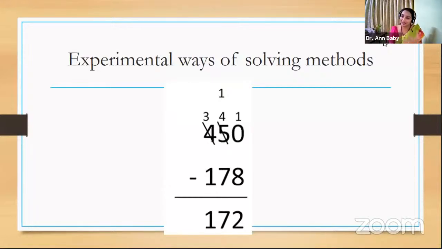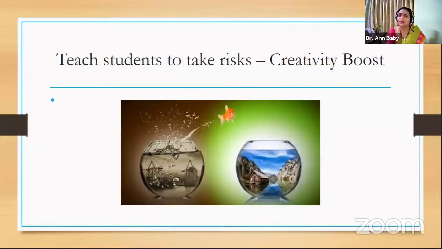Okay. So for these kinds of problems, let them try solving it. Don't tell them how to do it. Let them try to find out. At the end of the day, when they get the answer, that was the correct method. Okay. That is another way. You can give an experimental way of solving. Okay. Teach them to take a risk. It will boost their creativity.